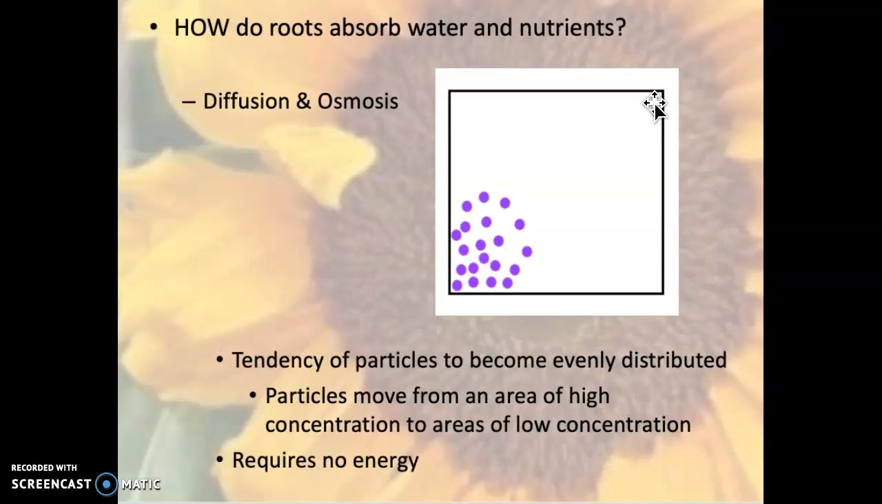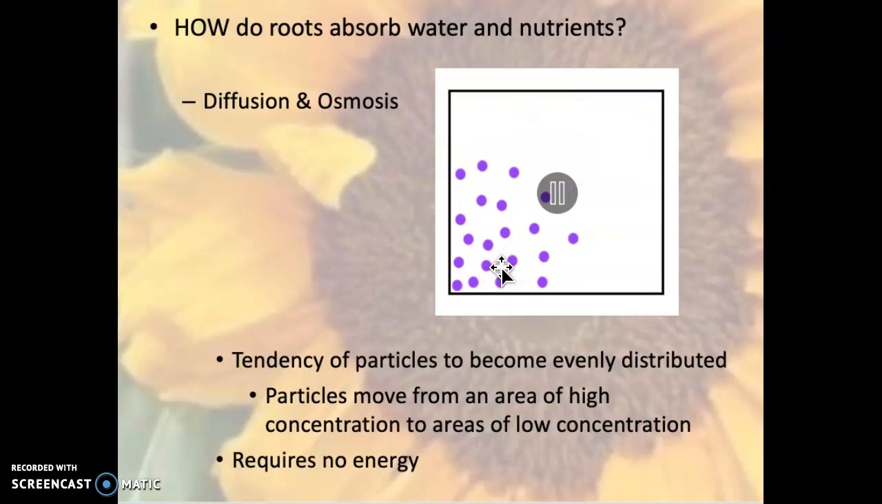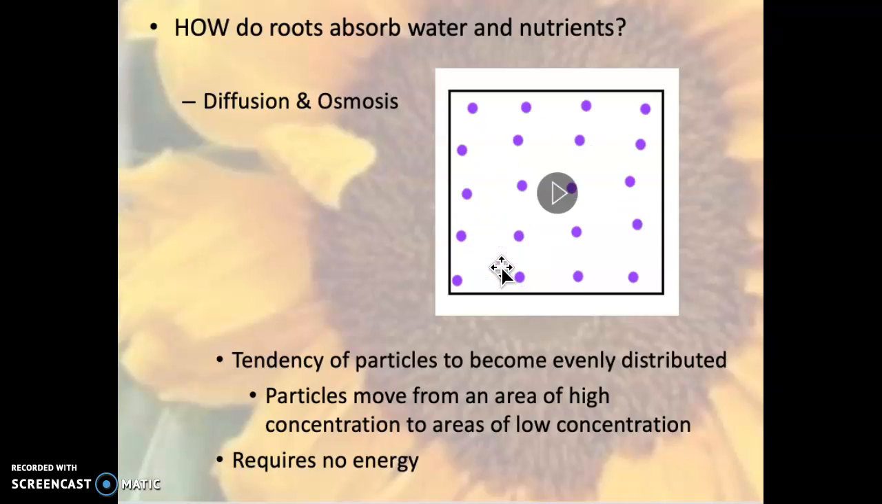Okay, here's our diffusion and osmosis. The explanation I've used my whole life is the concept of Axe body spray. When people put on perfume, it's very highly concentrated where the person puts it on, but then it spreads out throughout the room. If you put some food coloring in a glass of water, that spreads out.